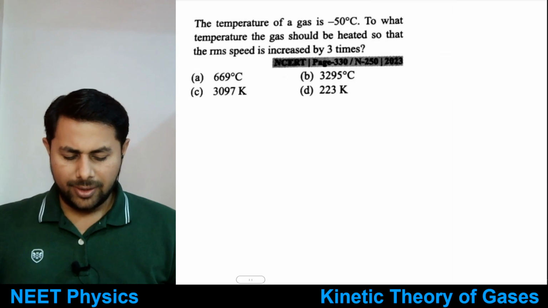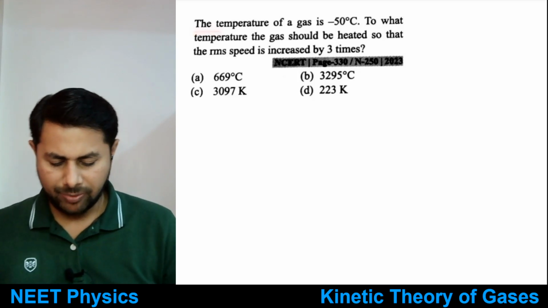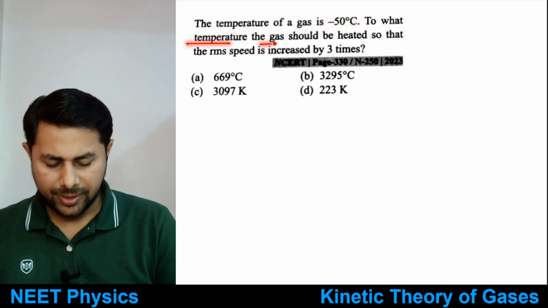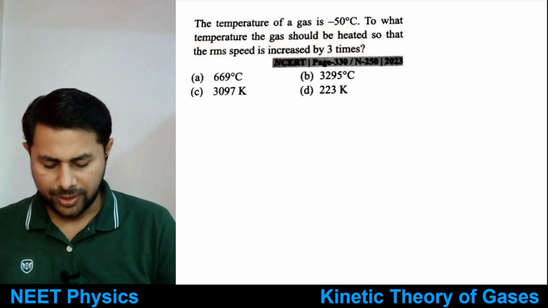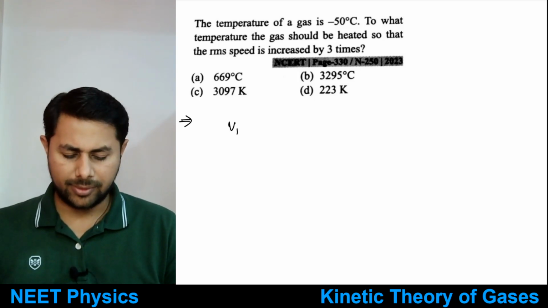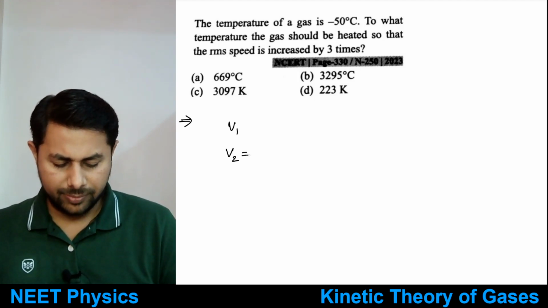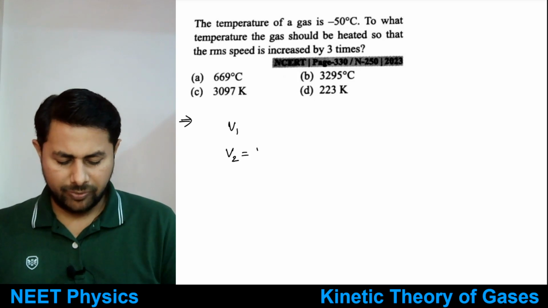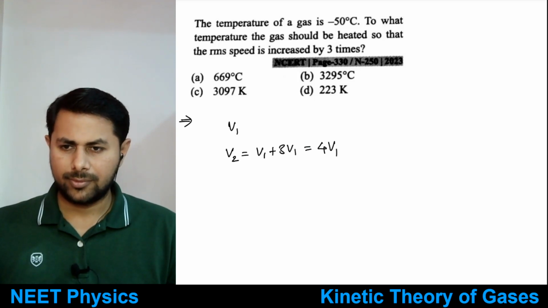All right, so let's see some problems based upon these things. Let's see this one. The temperature of a gas is minus 50 degrees Celsius. To what temperature should the gas be heated so that the RMS speed is increased by 3 times? Suppose the RMS speed is V1 at minus 50 degrees Celsius. Then what would be V2? It is increased by 3 times, meaning it would be V1 plus 3 times V1, so it is 4V1. Yes, no?